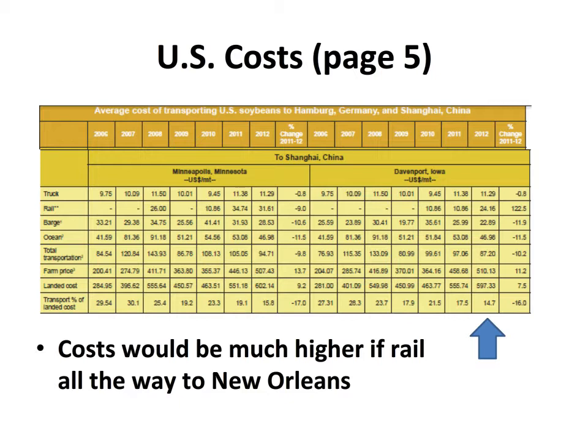And if you're looking at 2012, you'll see that truck cost $11.29 per metric ton, rail $24.16, and during 2010, 2011, and 2012, rail had to be used because of frozen river or other issues. Barge $22.89, ocean $46, for a total cost of $87 per metric ton. So if you look at that publication, you can see trends in cost, and now we're going to compare those costs to those from Brazil.